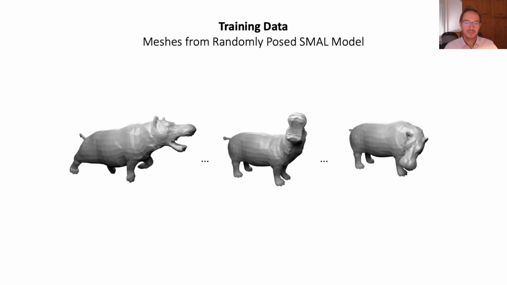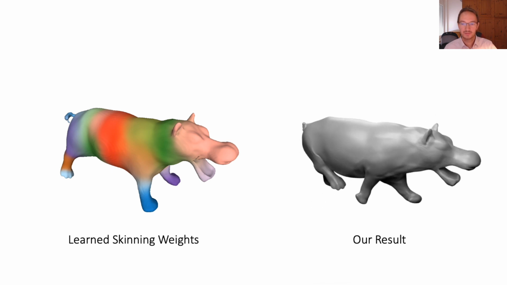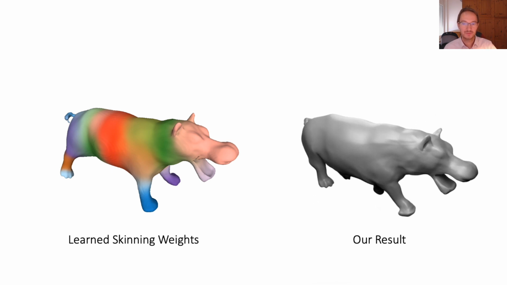And finally, we show some results on animals. Our method also works for animals. For animals, unfortunately, there's less data available. So here are some examples on animating animals using SNARF.